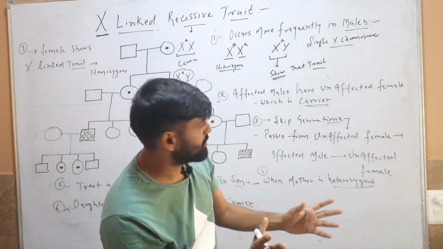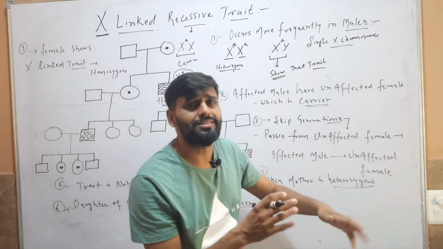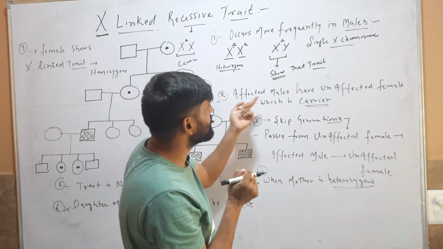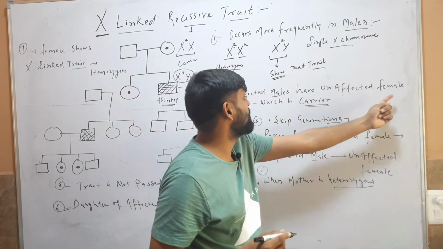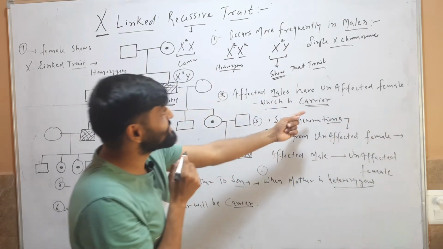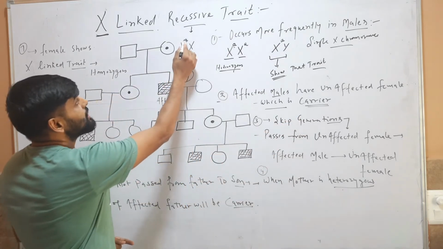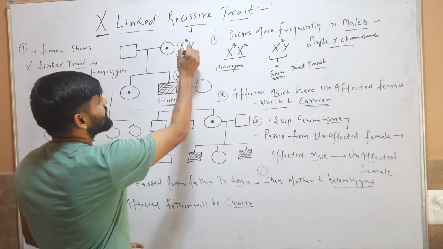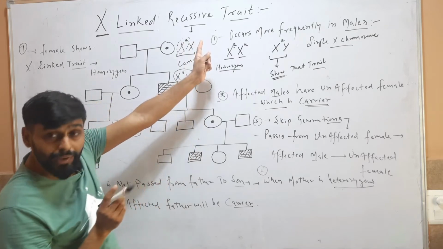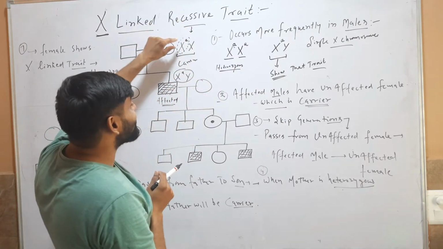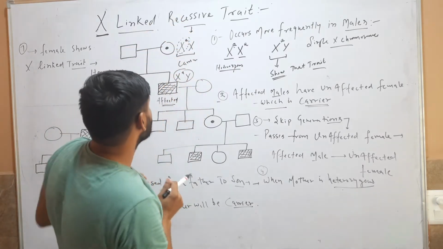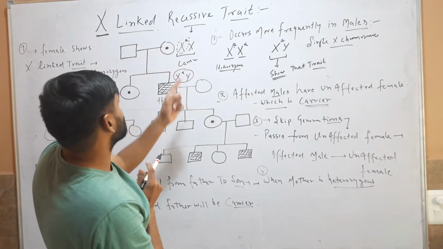In most cases, we can't say always, but in most cases, affected males have an unaffected female, which is a carrier. Why is she a carrier? Because she has a single mutated copy and the other copy is normal. She carries that mutated copy on one of her X chromosomes.